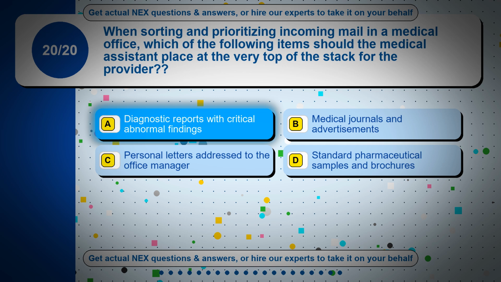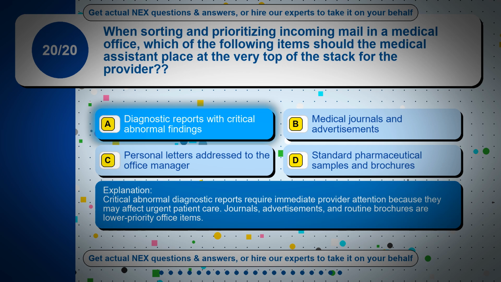Diagnostic reports with critical abnormal findings. Critical abnormal diagnostic reports require immediate provider attention because they may affect urgent patient care. Journals, advertisements, and routine brochures are lower priority office items.